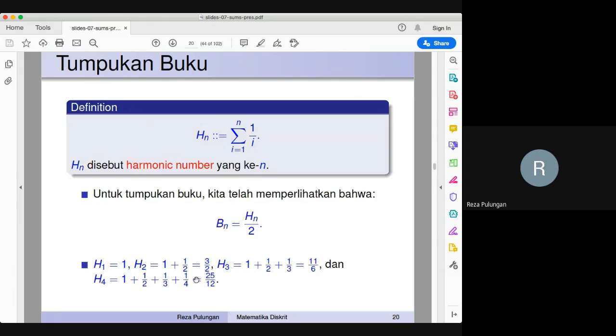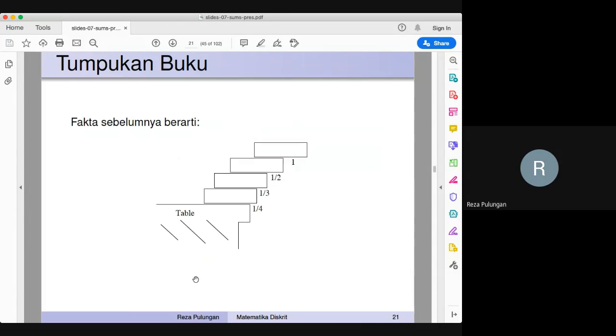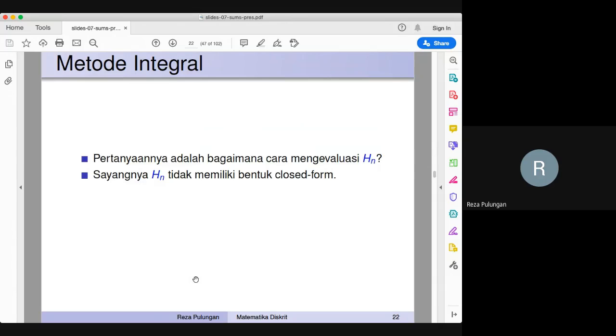Now there is no closed form solution for this one. You can try it yourself, but there is no closed form solution for this one. So if there is no closed form solution, how do we approximate it? Well, one way to approximate this is by using the so-called integral method.